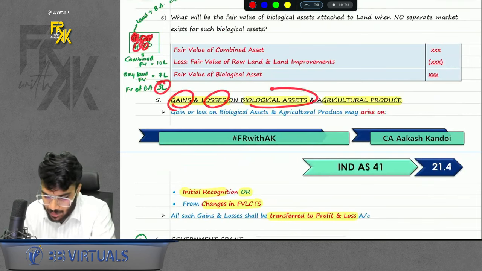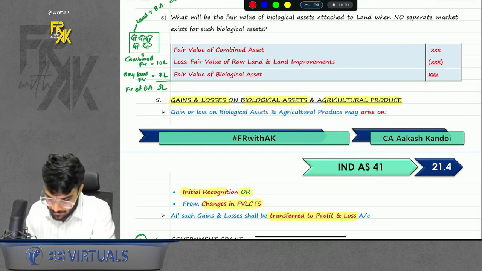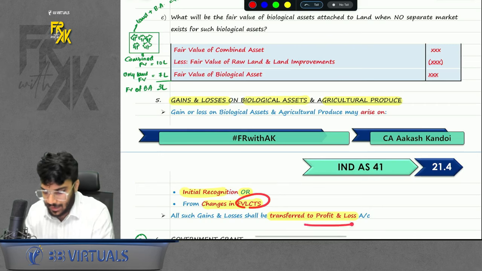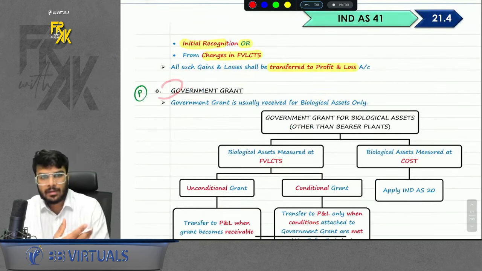Achha, next point. Whatever gains or losses you get on biological asset and agriculture produce, those gains or losses are always transferred to profit and loss. Initially you might gain, subsequently also you might get the changes. Initially also, whatever loss or gain you get, you were transferring the difference to profit and loss. At year end also, when you remeasure a biological asset at fair value less cost to sell, that difference will also be transferred to profit and loss. This government grant point I will revise later on.